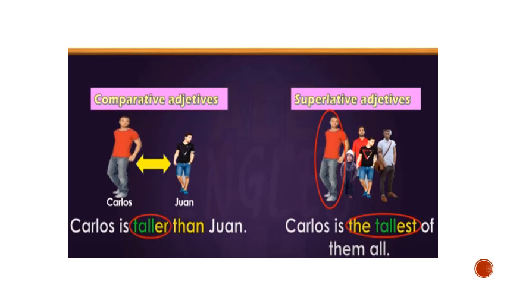So the difference between comparative and superlative form of the adjective is that in the comparative form we compare two persons, two things, two objects, two animals, etc., while in the superlative form, we compare one with the others.